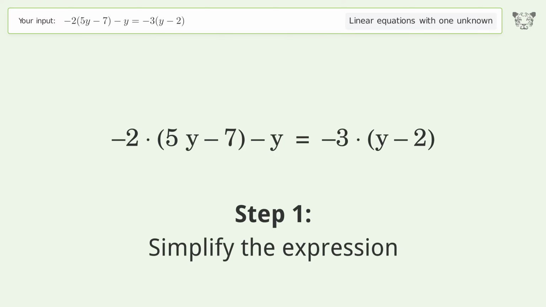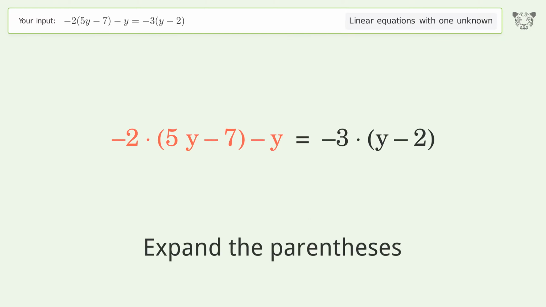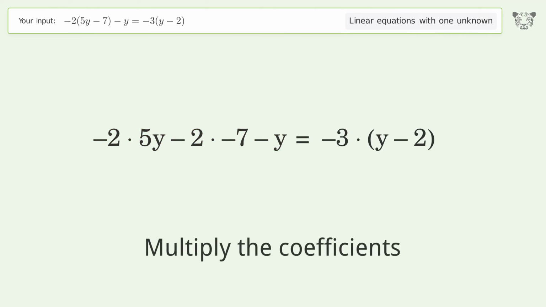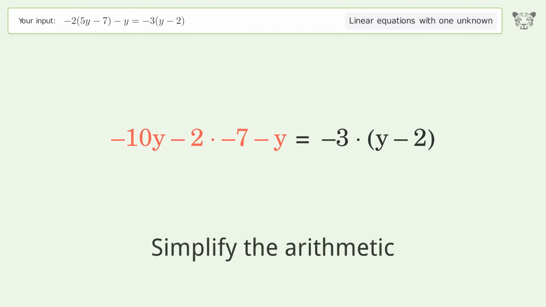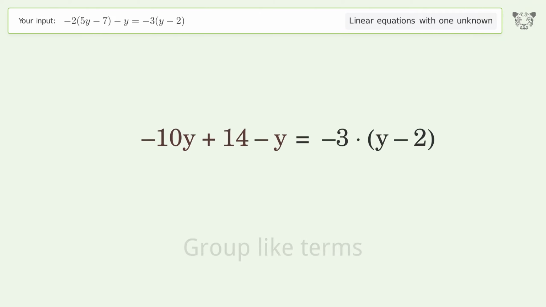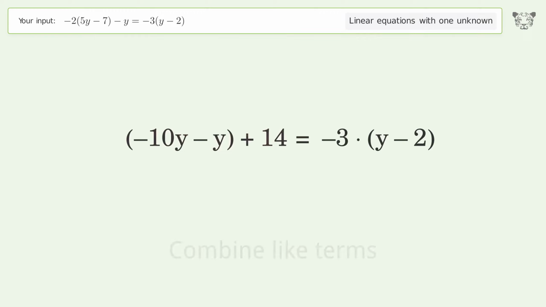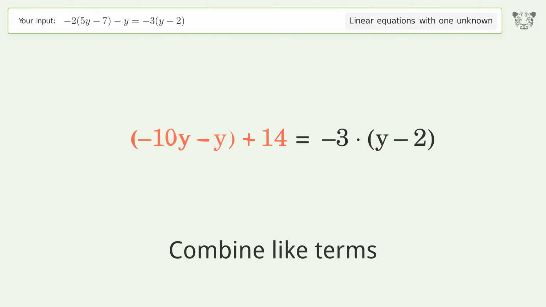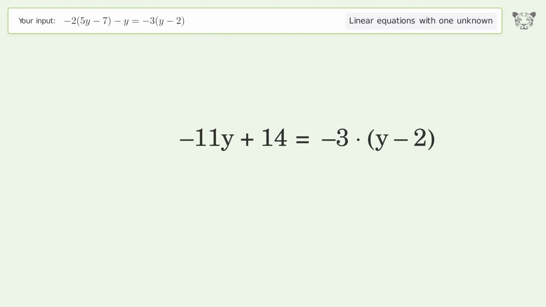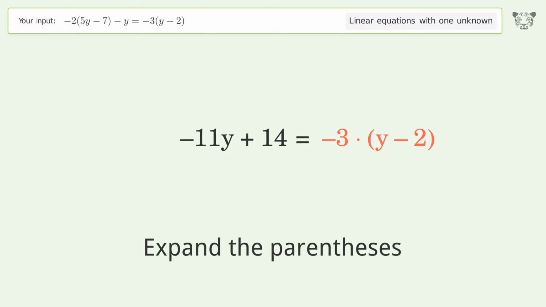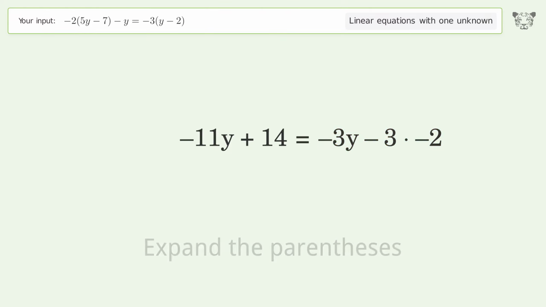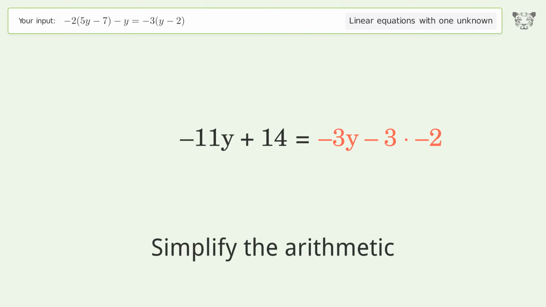Simplify the expression. Expand the parentheses. Multiply the coefficients. Simplify the arithmetic. Group like terms. Combine like terms. Expand the parentheses. Simplify the arithmetic.